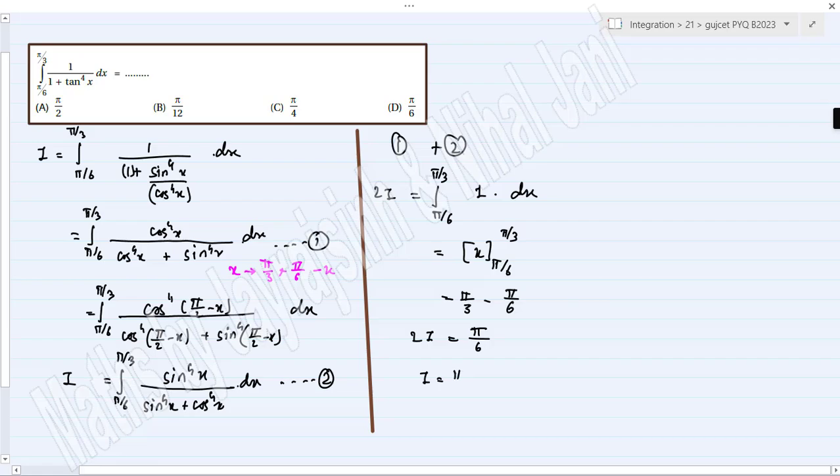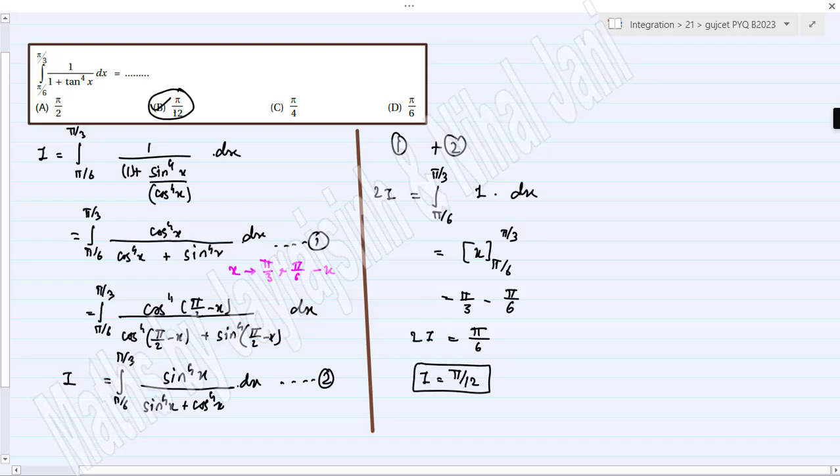So your I will be pi by 12, which is given in option B. Ta-da!